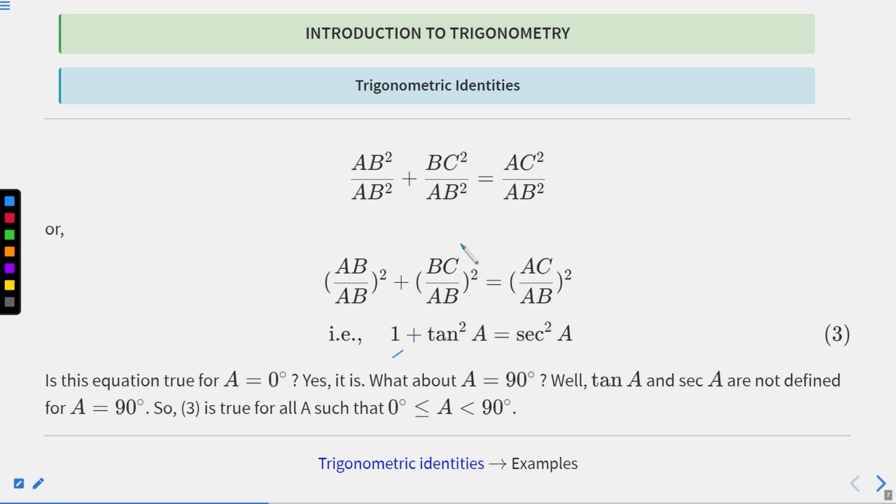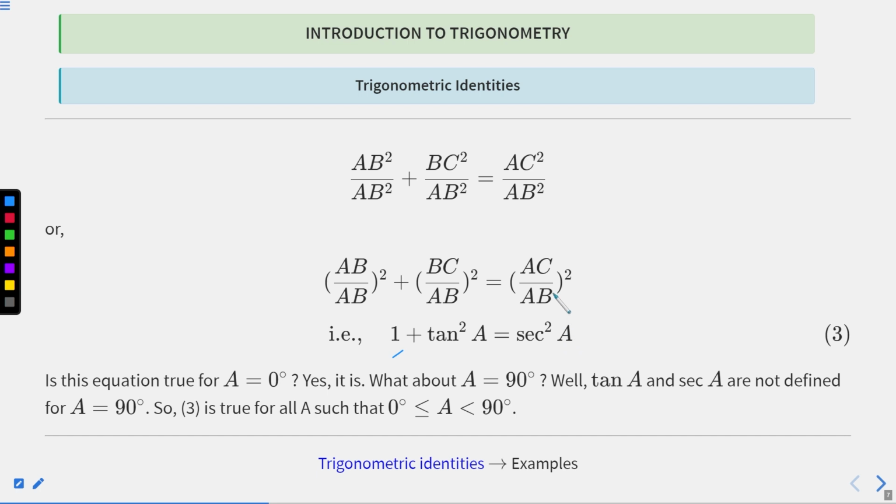Here (AB by AB) whole square is equal to 1, and BC by AB is actually equal to side opposite to angle A divided by side adjacent to angle A. This is actually tan A. So BC by AB is tan A, so (BC by AB) whole square is equal to tan square A, and here (AC by AB) whole square is equal to sec square A.